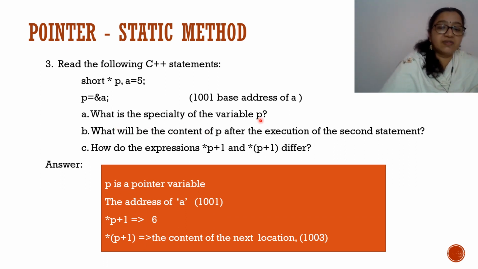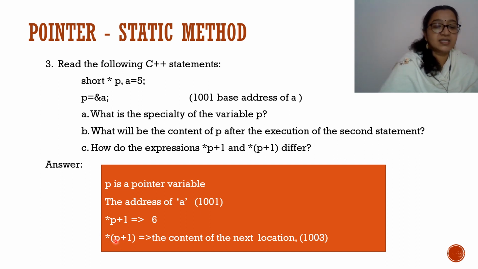What is the speciality of the variable P? P is a pointer variable. What will be the content of P after execution of the second statement? The address of A, that is 1001, the base address. Then, how do the expressions star P plus 1 and star bracket P plus 1 differ? Star P plus 1 is equal to 6. P is pointing to A, so the value at A is 5. Then 5 plus 1 is 6.